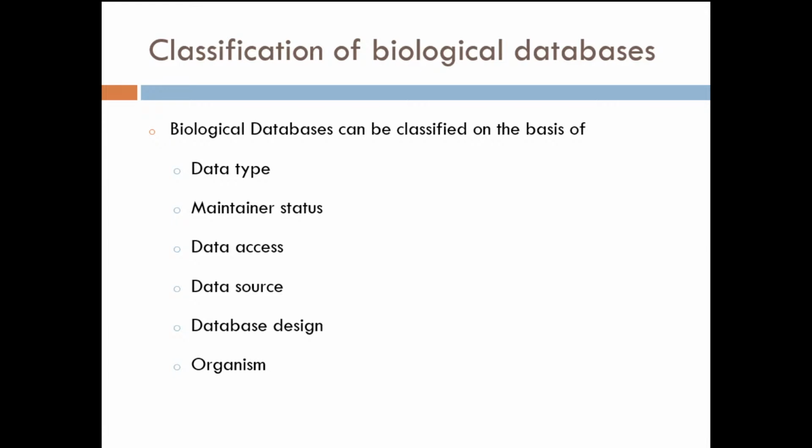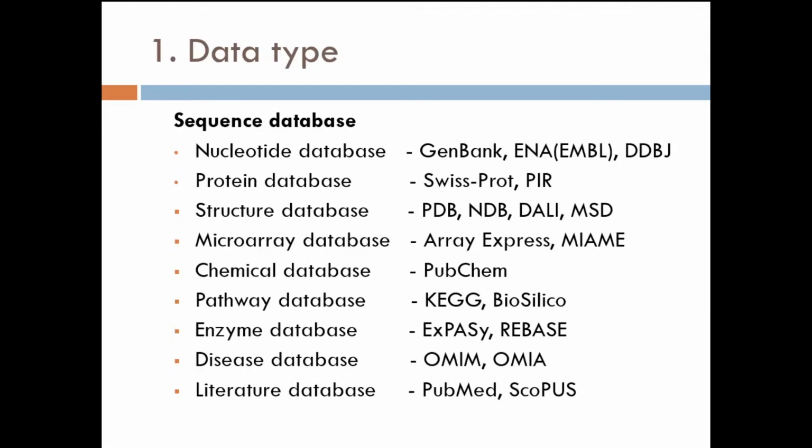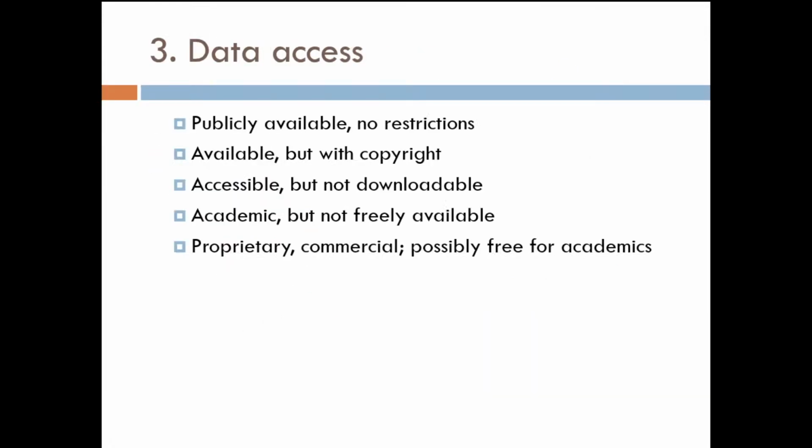So databases can be classified based on the data type, which type of data is being put in the database, and who is maintaining the data, that is, the maintainer status. Then data access: some are making it freely available to all, some are charging some money, meaning they're proprietary, and some allow access but do not give permission for downloading, right? Then the data source, the database design, and the organism-specific database. So these are the classifications that we have already discussed.